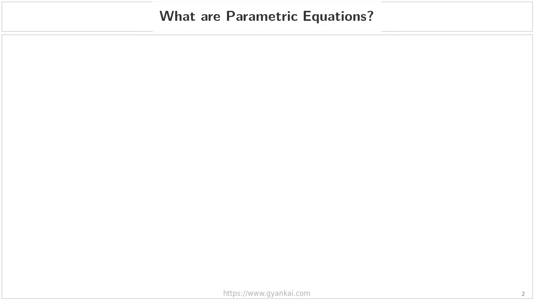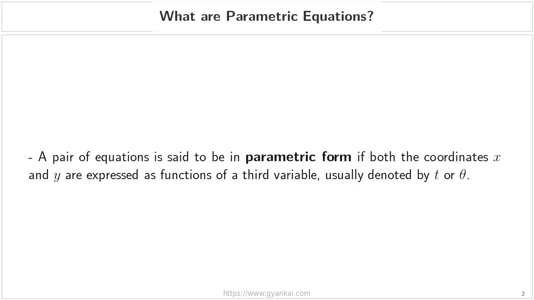What are parametric equations? Now that we have introduced the general concept of a parameter, let us move on to the formal definition of parametric equations. A pair of equations is said to be in parametric form if both the x and y coordinates are expressed as functions of a third variable. In your studies, you will find that this third variable is most commonly denoted by the letter t, often representing time, or the Greek letter theta, which typically represents an angle.